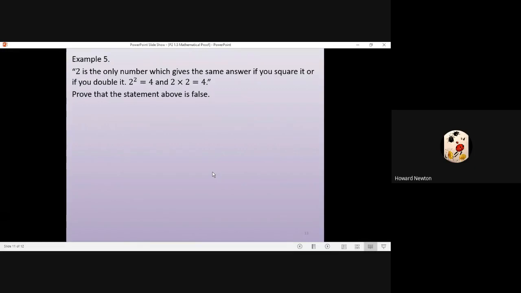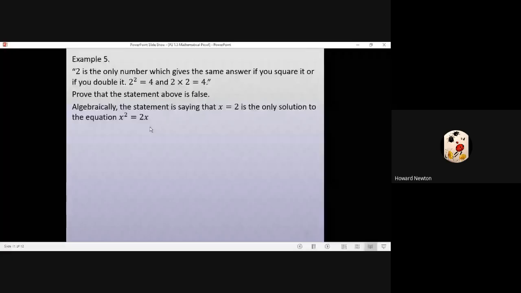But if the question's correct, the statement is false, and then the question is, well, how do we prove it's false? What we need to do is change this into an algebraic statement. Now, algebraically, the statement is saying that x equals 2 is the only solution to the equation x squared equals 2x. Because that's saying if you square a number, you've got to get the same thing as if you double that number. And then you move on from there.